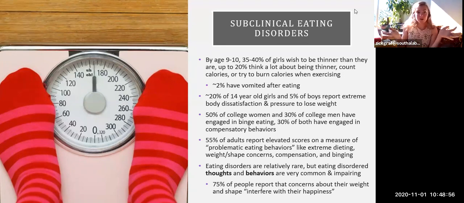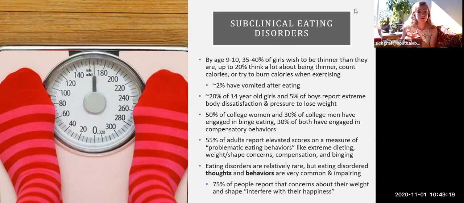And then by adulthood, so after college, again, about 50% of adults score in the elevated range on measures of problematic eating behaviors that can include things like extreme unhealthy dieting, a lot of weight and shape concerns, compensation for eating, and binge eating. So although eating disorders themselves are relatively rare in the population, disordered eating thoughts and behaviors are really common and they're really impairing.